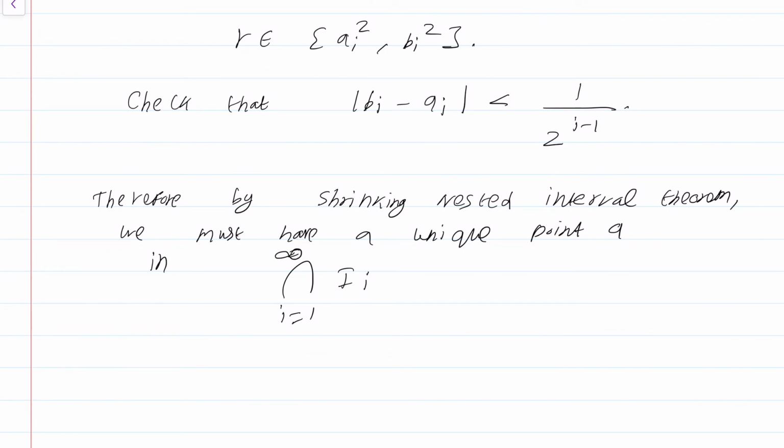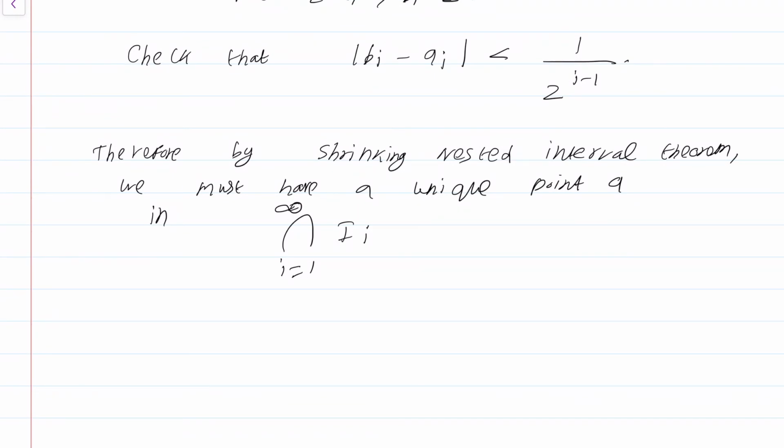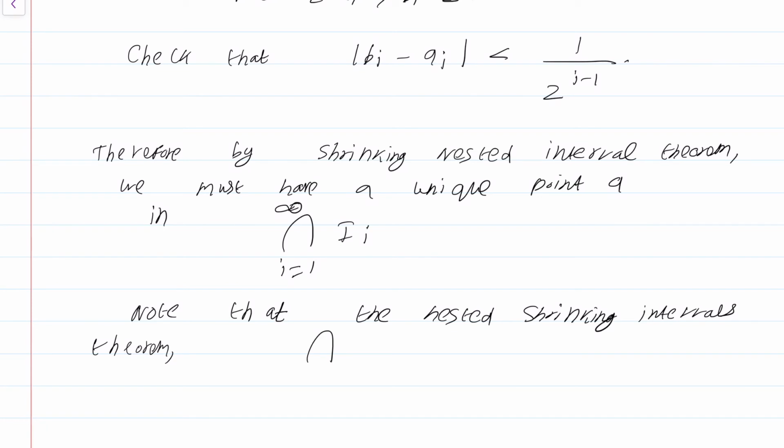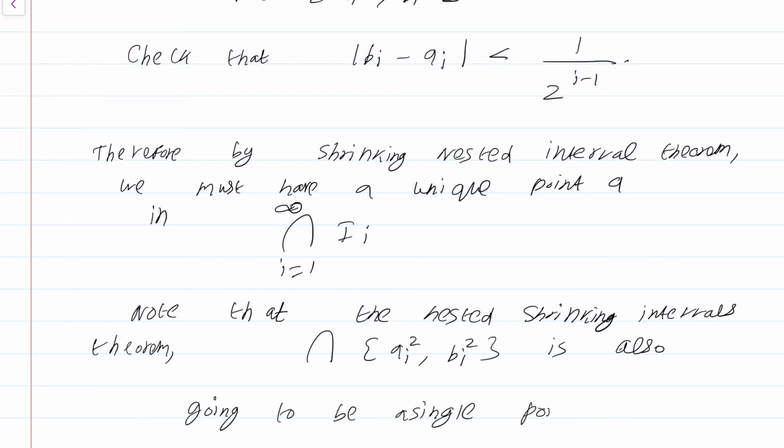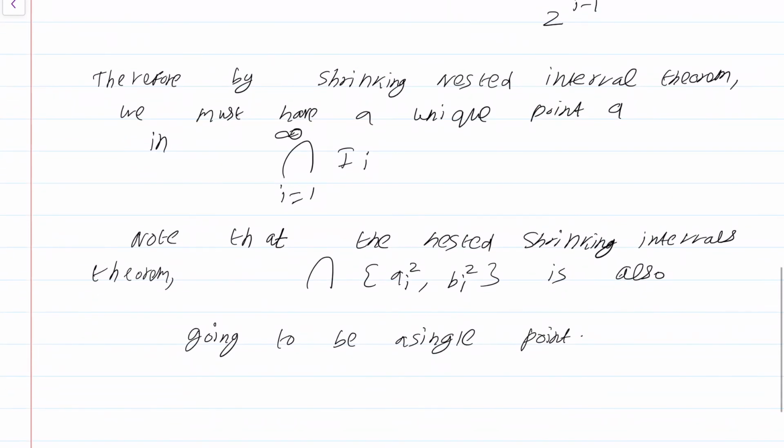Okay, so we have got a unique point. Now note that by the nested shrinking intervals theorem, the intersection of [a_i², b_i²] is also going to be a single point, right? Why is this the case?